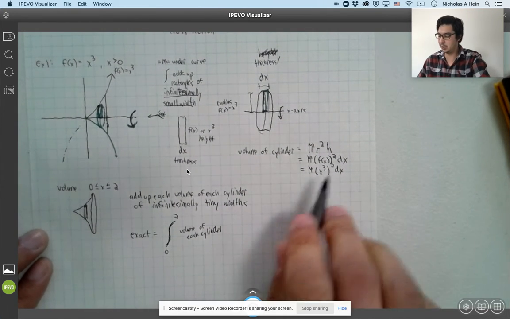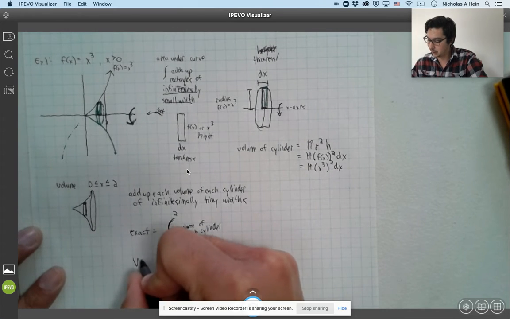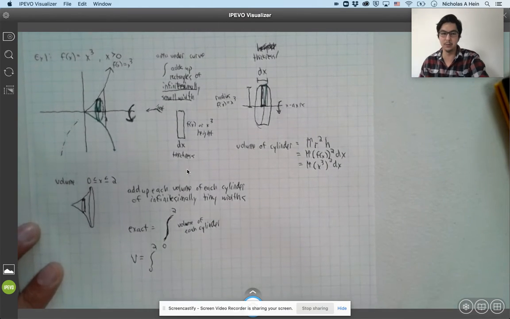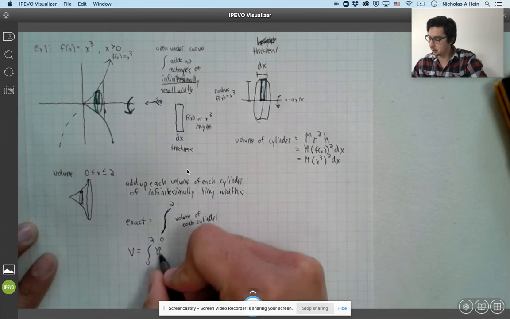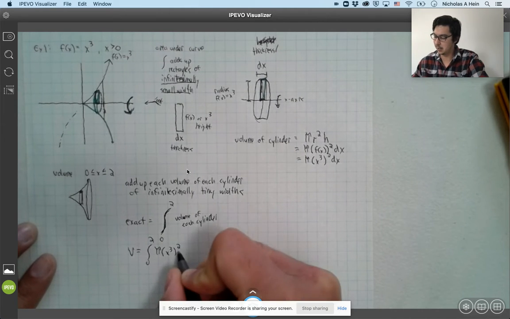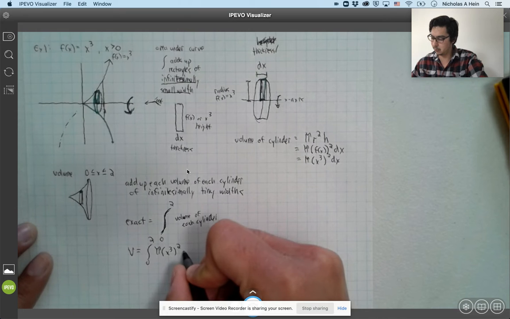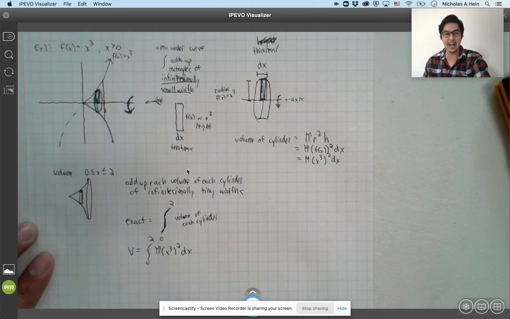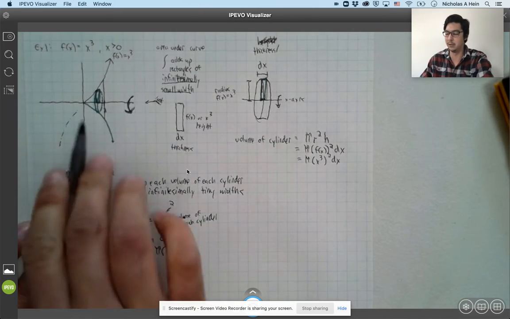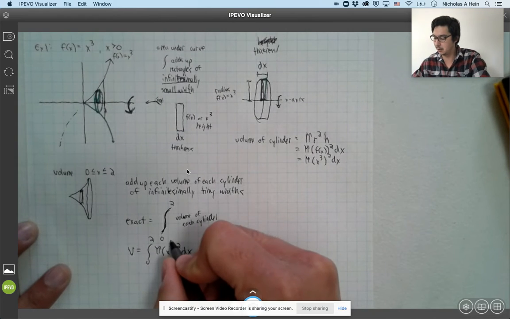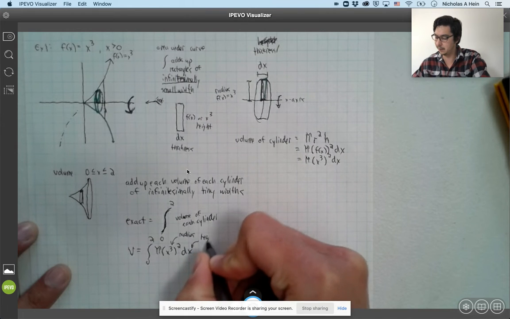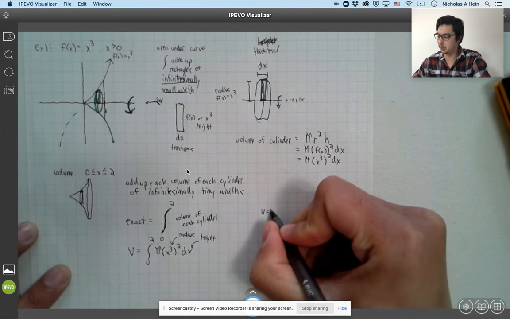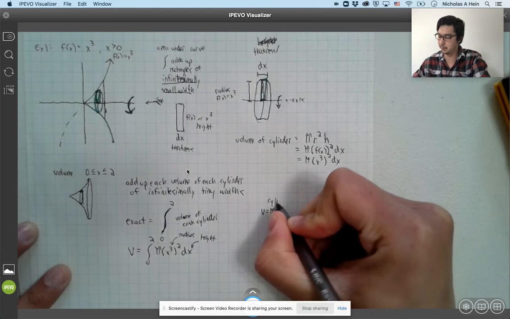So what is the volume of each cylinder? Well, we did that over there. So the volume is going to equal the integral from 0 to 2 of pi times the radius of every cylinder, which is x cubed squared, times the thickness or the height of every cylinder, which is dx. And that right there will give us the exact volume of this shape, right? So again, this right there is your radius, and this right there is your height, fulfilling the formula volume equals pi r squared h of a cylinder.